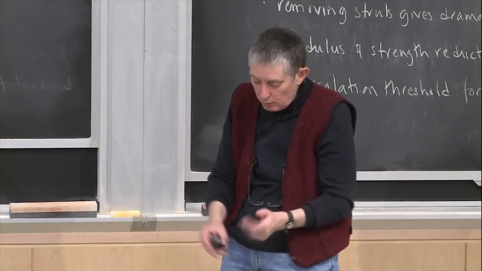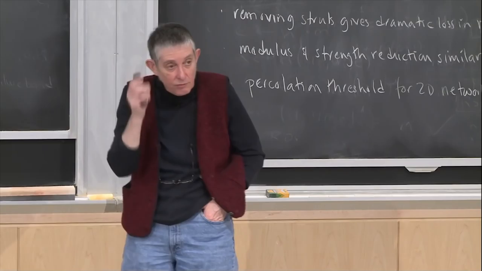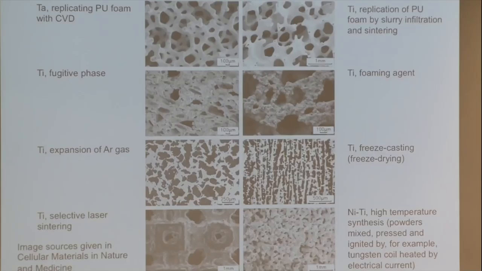So this one on the top left is made by taking an open-cell polyurethane foam, like a seating foam, like a cushion. And then they heat that up in an inert atmosphere so that they are left with just the carbon. So it's a sort of vitreous carbon. And then they coat that carbon by a CVD process with tantalum. And so they end up with a tantalum foam with a very thin layer of carbon at the core. But the carbon makes up something like 1% of the final composition, and the tantalum is the 99%. So that's sort of a replica process there.